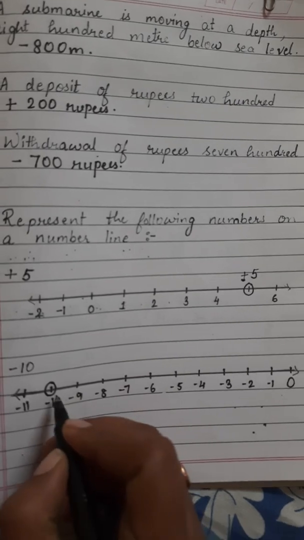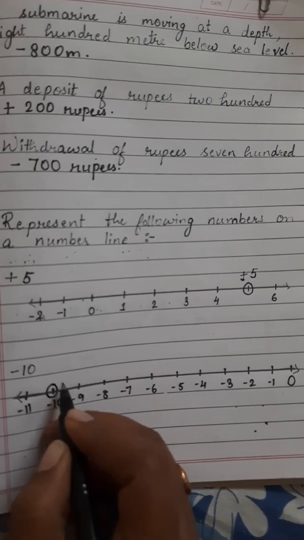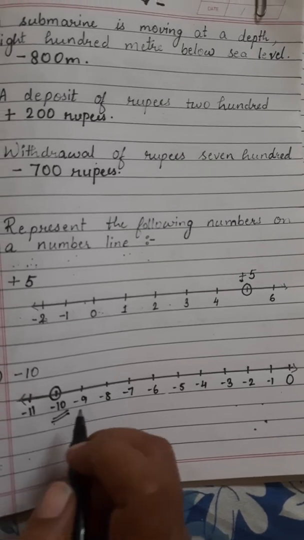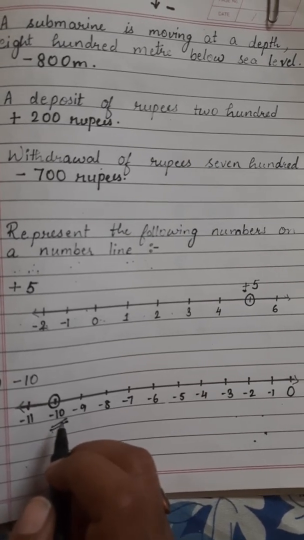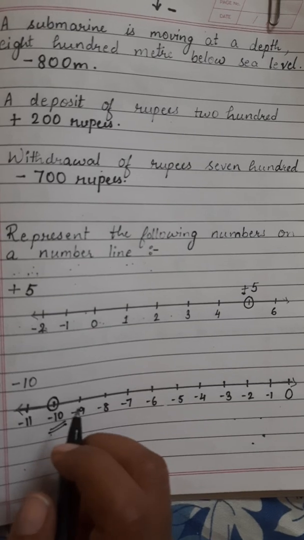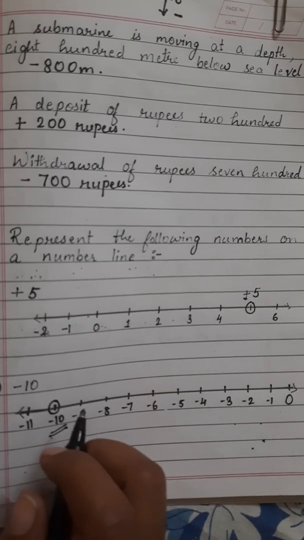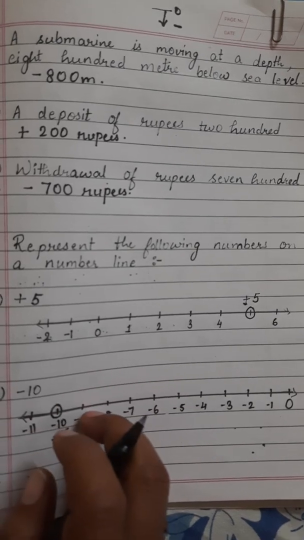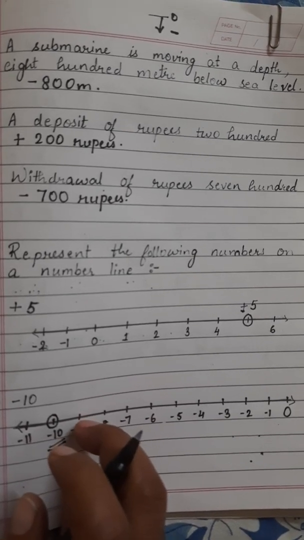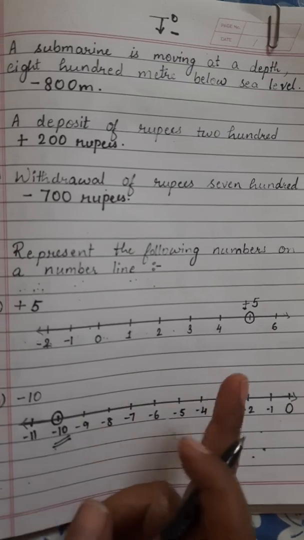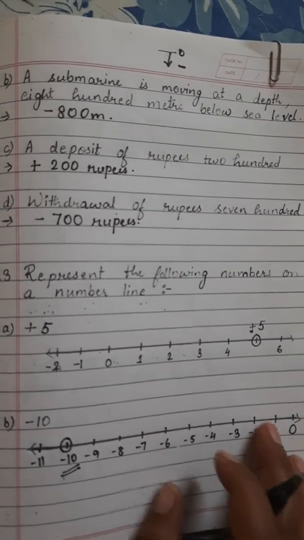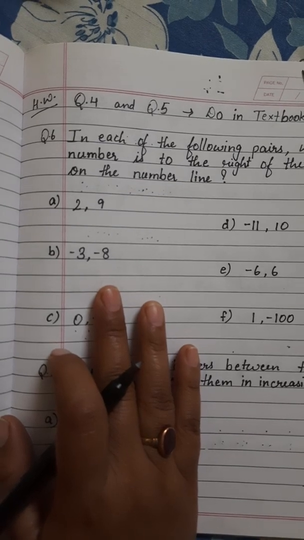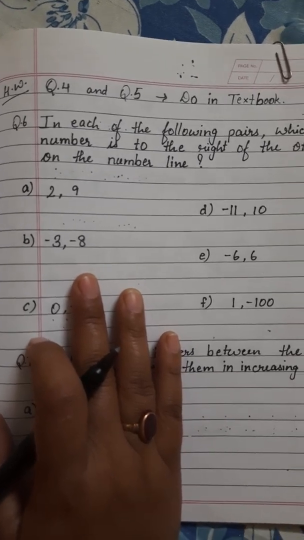So you have to mark it properly. Circle that number and write the number properly with the appropriate sign. So in this way you have to represent the given number on the number line. Two I have done for you. The rest three are for your homework. Okay. Now moving on to the next questions.